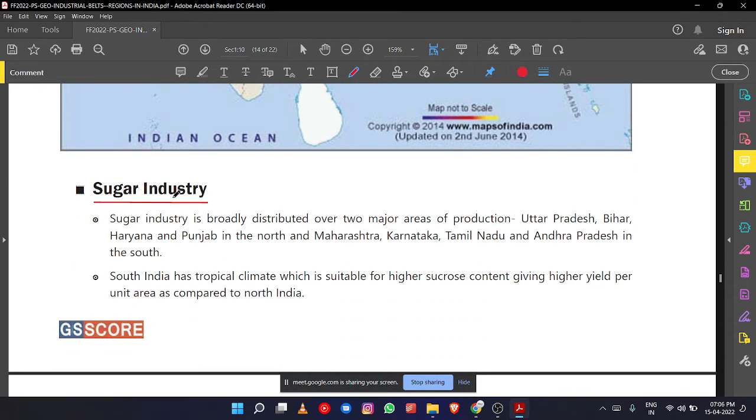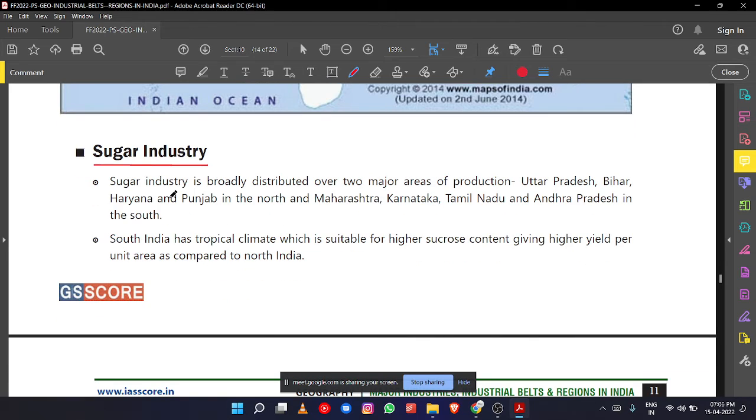So coming to the sugar industry, it will be covered in agriculture also, but have a brief idea. Sugar industry is broadly distributed over two major areas: Uttar Pradesh, Bihar, Haryana and Punjab in the north, and Maharashtra, Karnataka, Tamil Nadu and Andhra Pradesh in the south. South India has a tropical climate, while North India has a temperate climate.